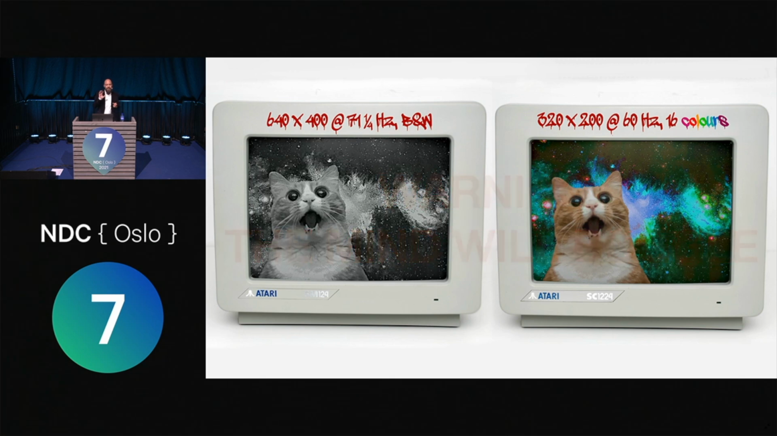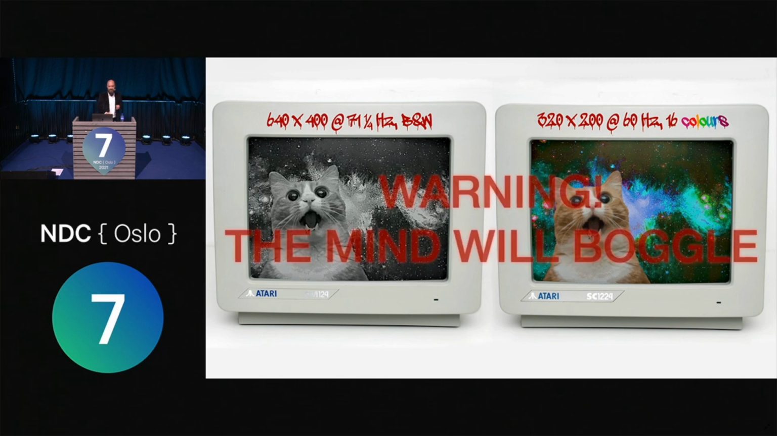Because using those different resolutions and refresh rates that the different screens had, they were able to do something amazing.